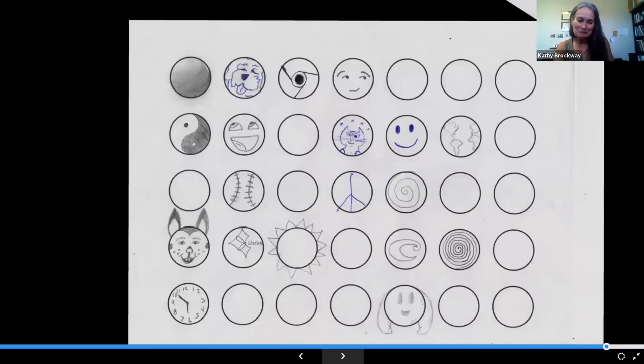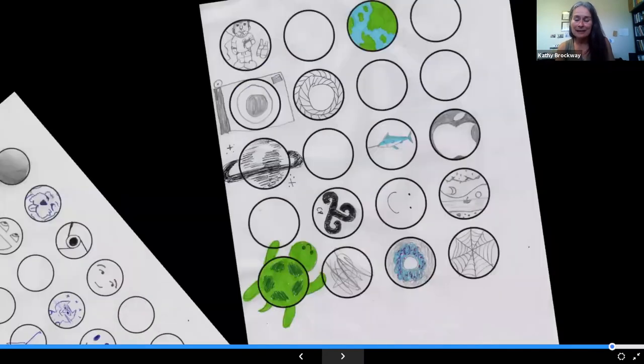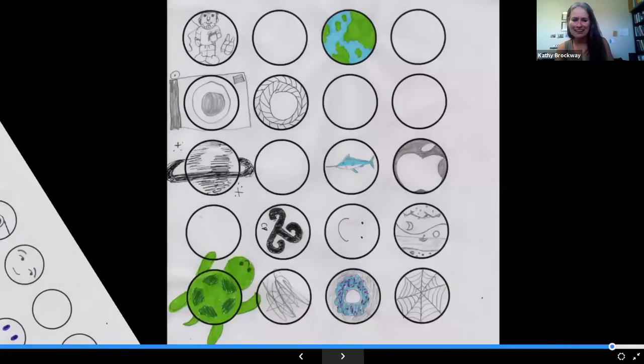So we have an animal, we have the Steelers, the football team, we have yin and yang, we have a turtle, we have a camera. You know, they come up with some amazing things, and it takes 2 minutes at the beginning of class, and it kind of warms them up and gets their creative juices flowing, so to speak. And it helps them break connections. When they're looking at a circle, they turn it into something else completely.